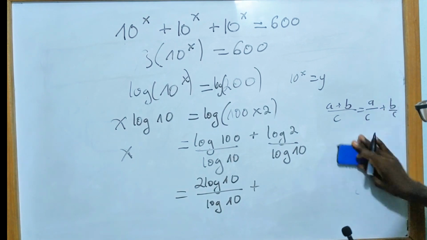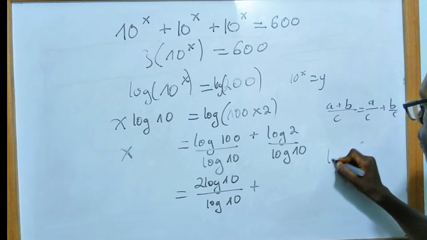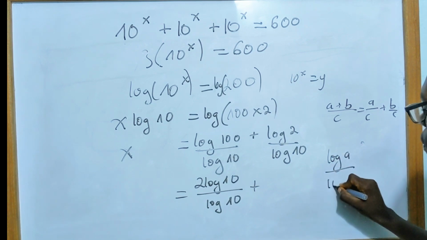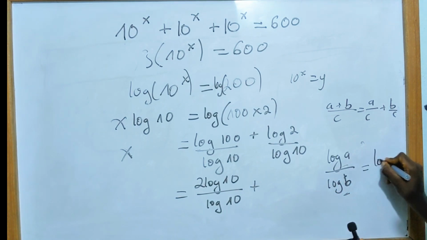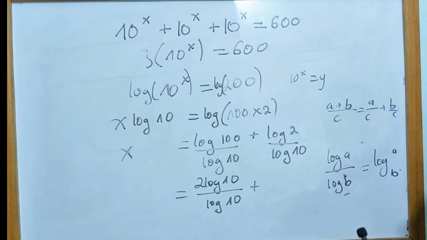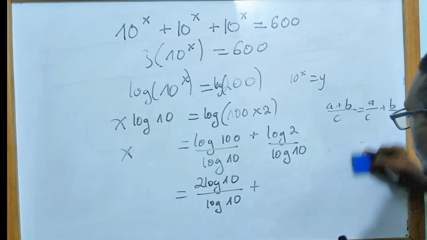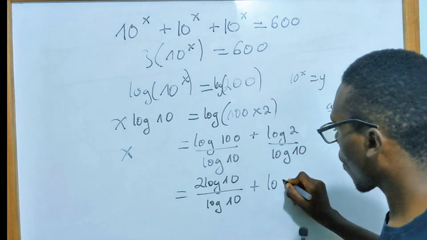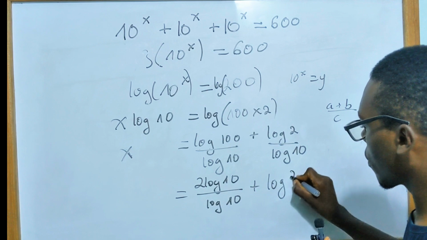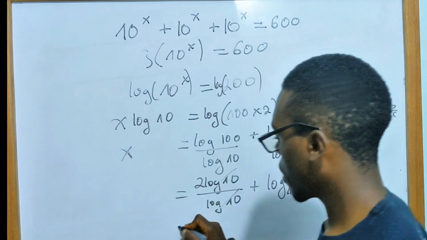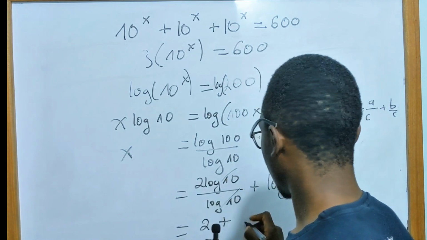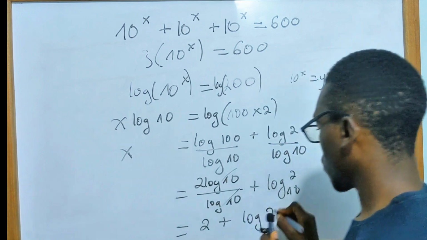We also know here that log of a all over log of b, in case they have the same base, in this case we have base 10, is log of a base b. Hence we are going to have log of 2 base 10. And here we divide and this one goes, and hence we are going to have 2 plus log of 2 base 10.